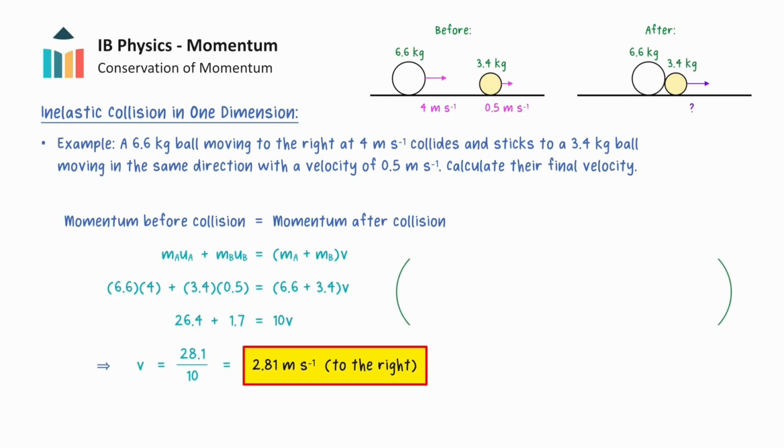As an aside, we can calculate the total kinetic energy before and after the collision, and we see that around 14 joules of energy was lost, confirming that this is an inelastic collision. Most of this energy is lost in doing work to permanently deform the objects, generating heat in the process.